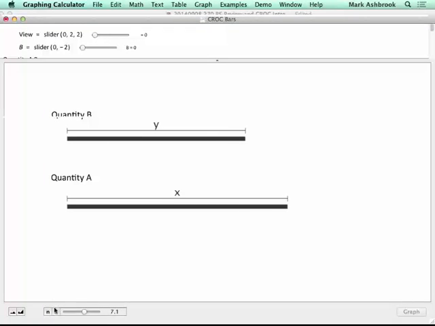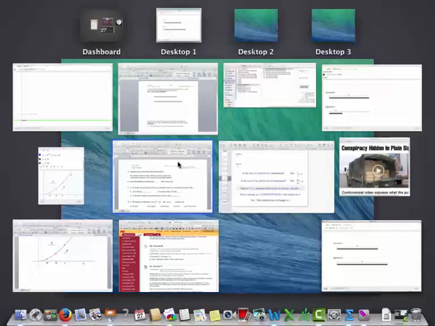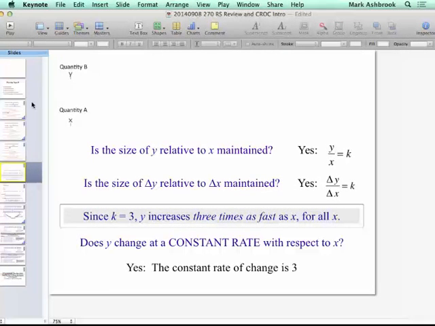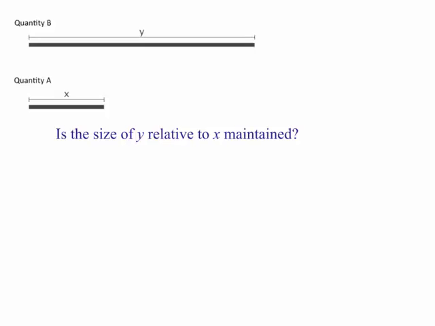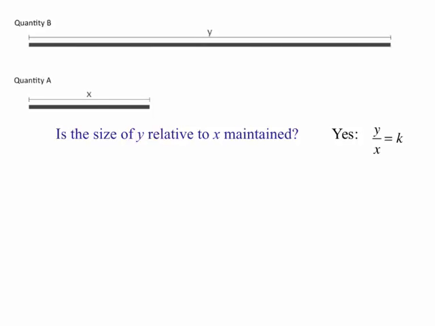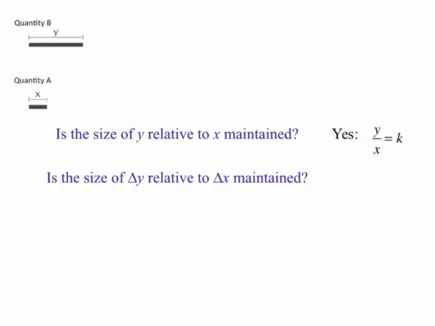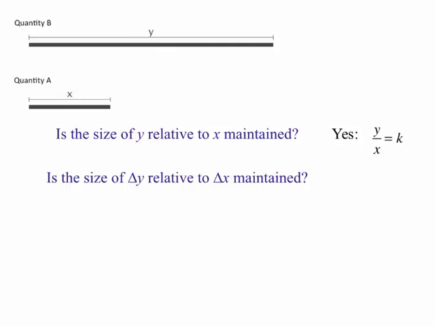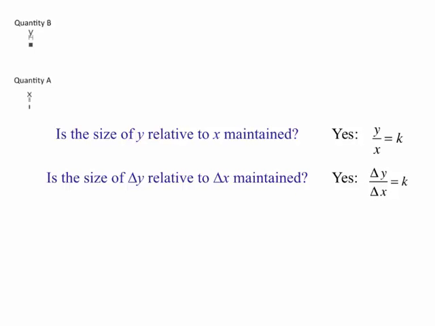Let's go back and look at them both again. Here was the first one that we looked at. Is the size of y relative to x maintained? Yes or no? Yes. Y over x is a constant. Is the size of delta y relative to delta x maintained? If the actual quantities have the relative size maintained, then certainly the changes will be maintained as well.